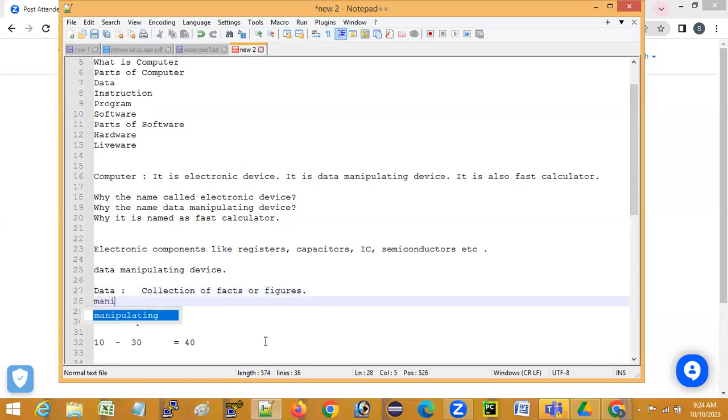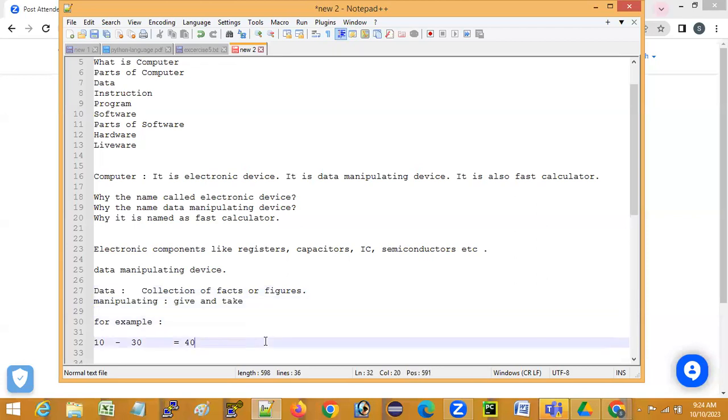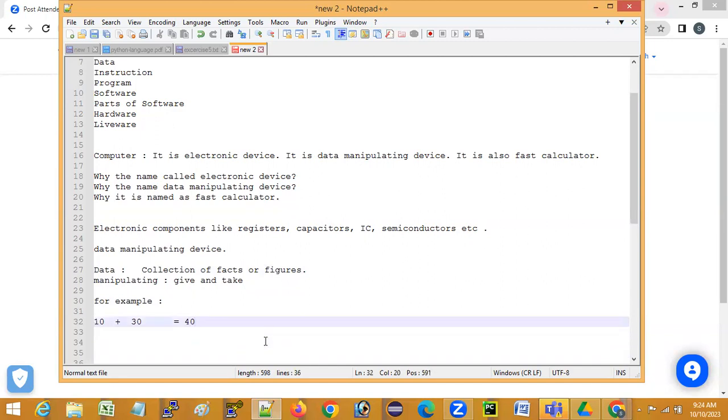Now, manipulating in the sense of what? Give and take. See here, in this example I had given 10 plus 30. So we give 10 and 30, in between we use the plus symbol, and after giving these three we get the answer 40. It means give and take. That is nothing but manipulation.